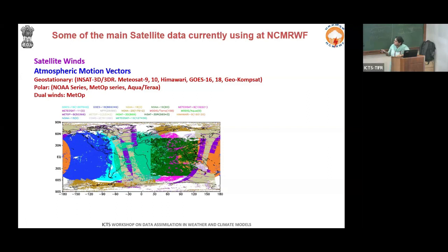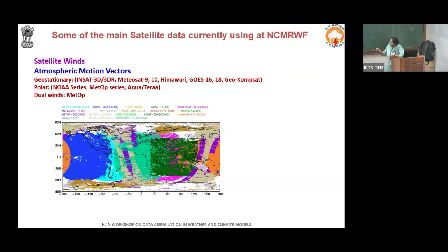Then if you see the polar region, we have seen in the previous slide that the coverage is between 70° north and 70° south, but we have the AMVs from the polar region also. That is from the polar satellites. Since continuous images are coming from the polar satellites, they track the tracer, whether it is cloud or water vapor, and accordingly they derive the winds.